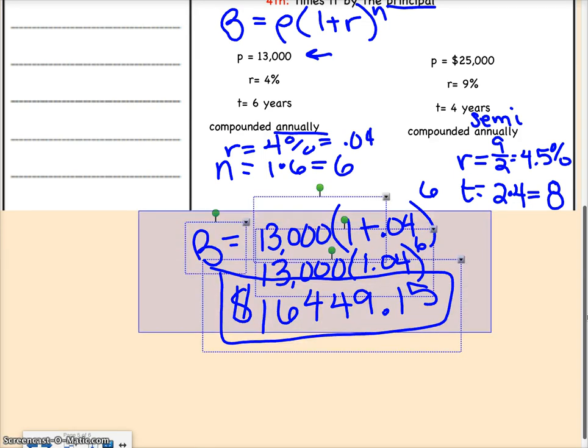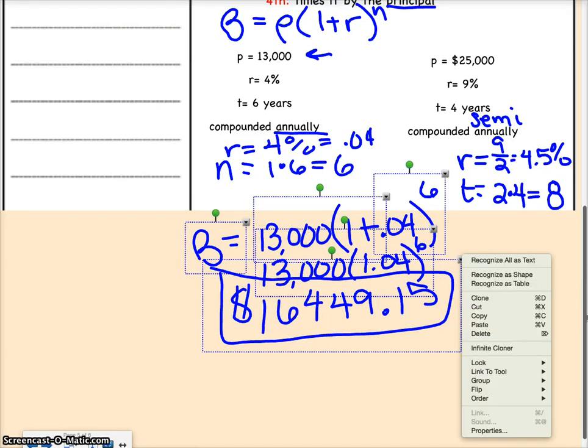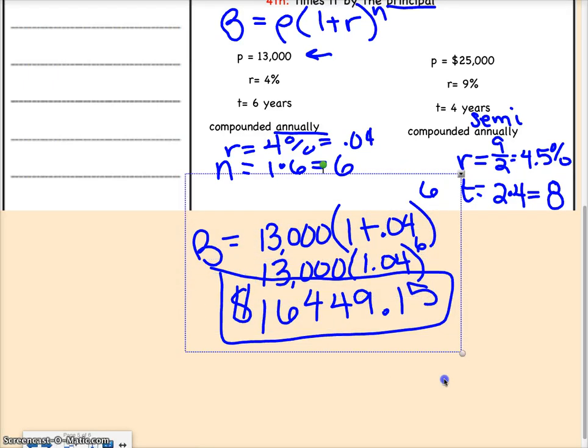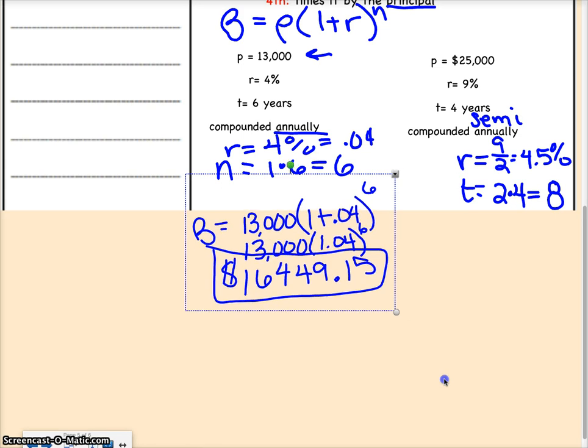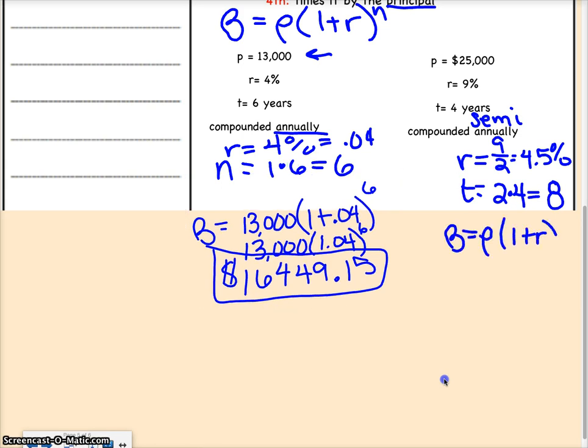Now we're going to plug it all in. Let me move this. Okay, so I just keep in mind my formula and plug in what I know. Principal, 25,000. 1 plus R is the 4.5%, so 1.045, to the n, which is 8.